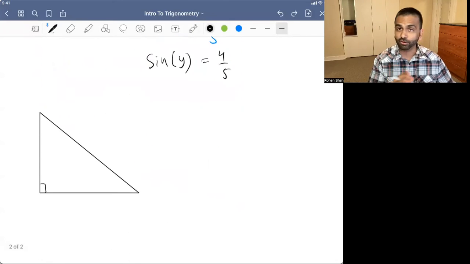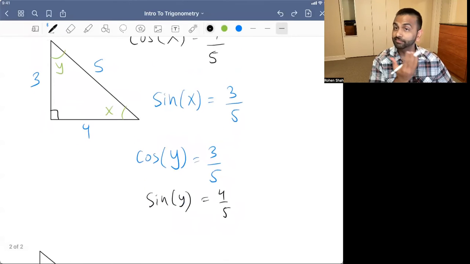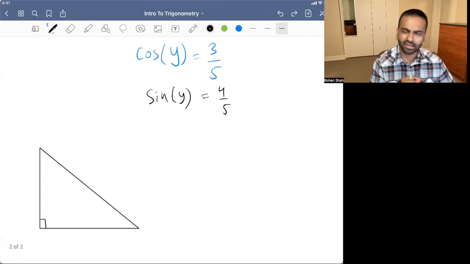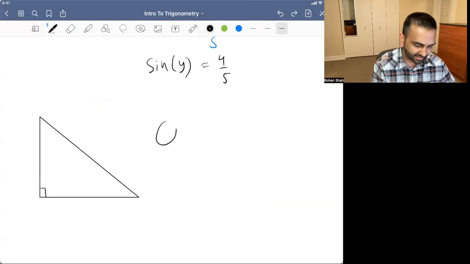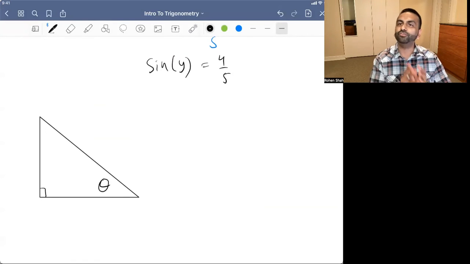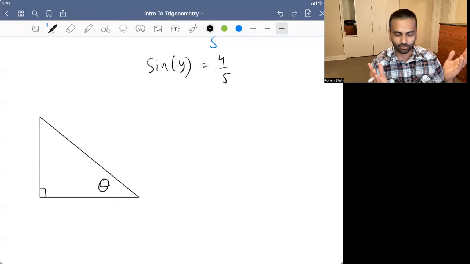Now, speaking of angles, one final point here is that I'm using x and y here as the variables because that's what you're used to for the angles. But what math people like to do is there's a Greek letter called theta. It looks like this. It's like a little zero with a line through it. So theta is often the variable of choice for angles rather than x or y.